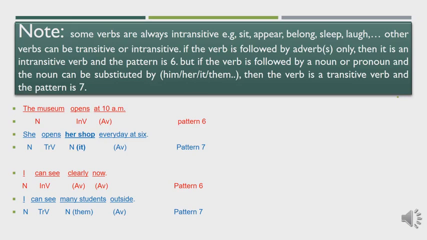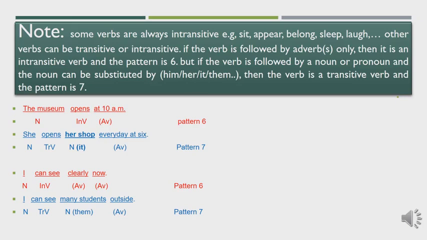The verb see is also one of the verbs that can be transitive or intransitive according to context. In the first sentence, "I can see clearly now." Can see is the verb. After the verb, we have clearly, now, two adverbs. These adverbs are optional, as we've said. Can see is not followed by N. It is not followed by an object. It means that can see here is an intransitive verb. I is N, can see is an intransitive verb, and the pattern is pattern number 6.